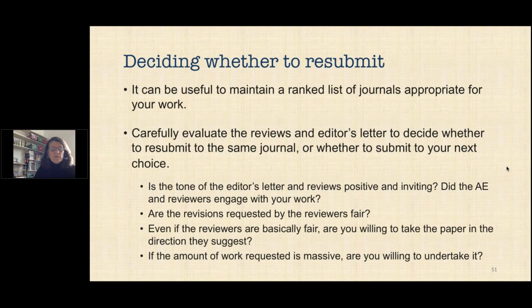So what you need to do, first off, is carefully evaluate the reviews and the editor's letter to decide whether to resubmit to the same journal or whether to submit to your next choice. So the things that you would pay attention to would be the tone of the editor's letter and the reviews. Is the tone positive and inviting? Was there any evidence that the associate editors and reviewers engaged with your work positively? Did they seem excited about it?